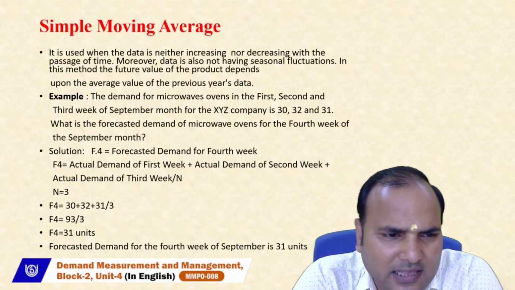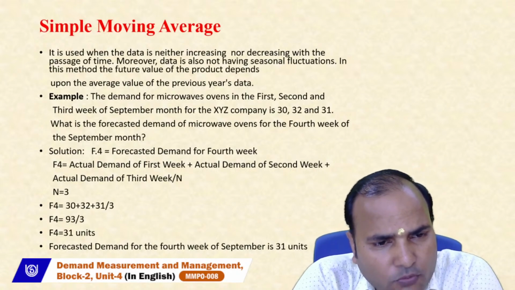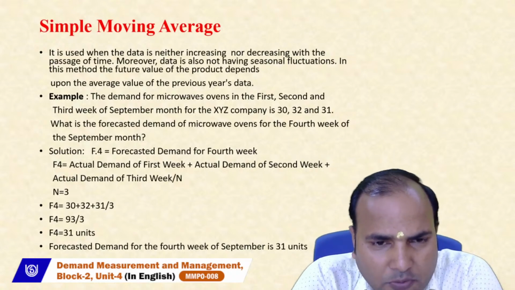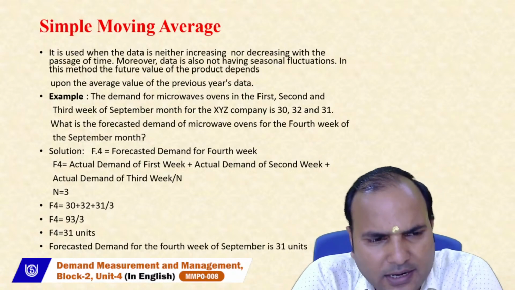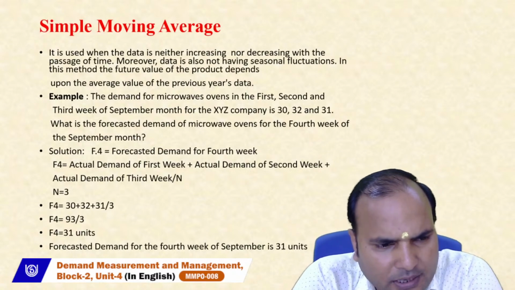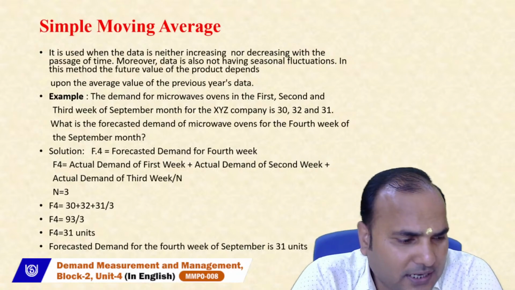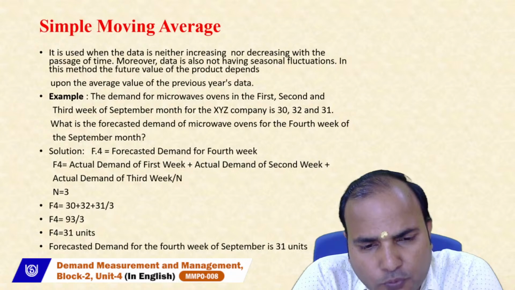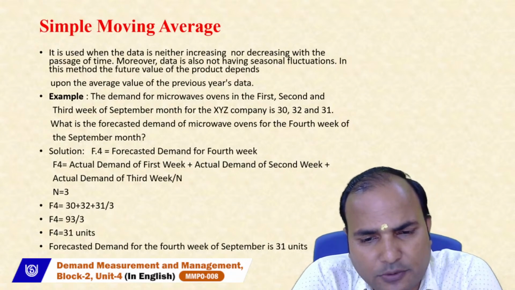Because first, second, and third week data is available, n will be 3. So how can we find the forecasted demand of the fourth week? Now, F4 is equal to 30 plus 32 plus 31 divided by 3. It will be 31 units. So the forecasted demand for the fourth week of the September month is 31 units.